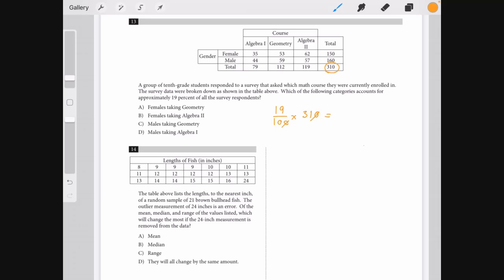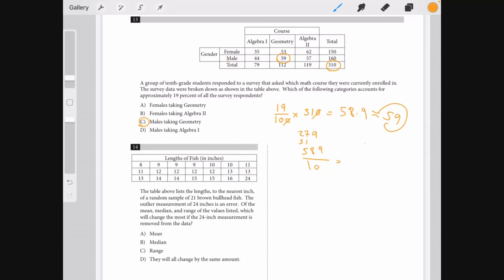So it's going to be 9, 27, then 31, 9, 8, 5 divided by 10. So it's going to be 58.9. 58.9. It's very close to 59, right? So here, male who get geometry. There we go. C is the answer.